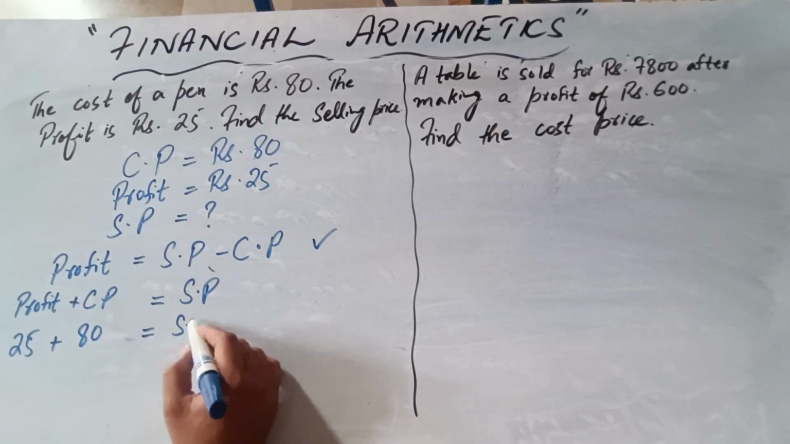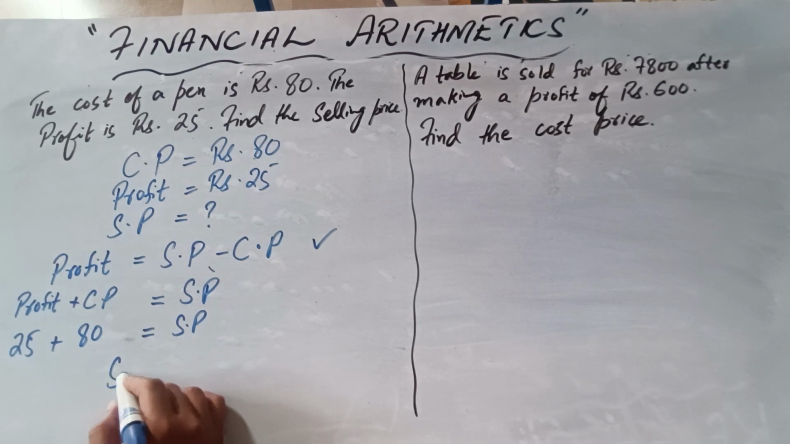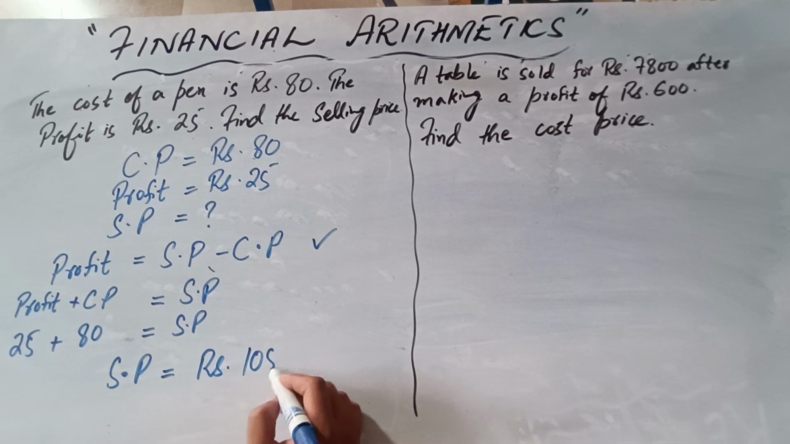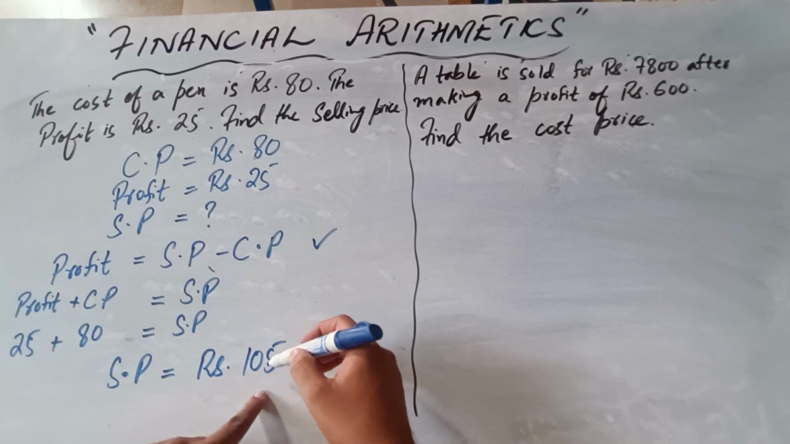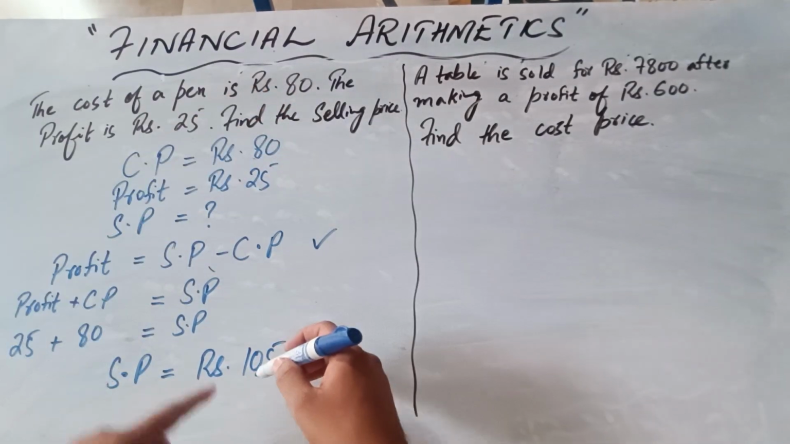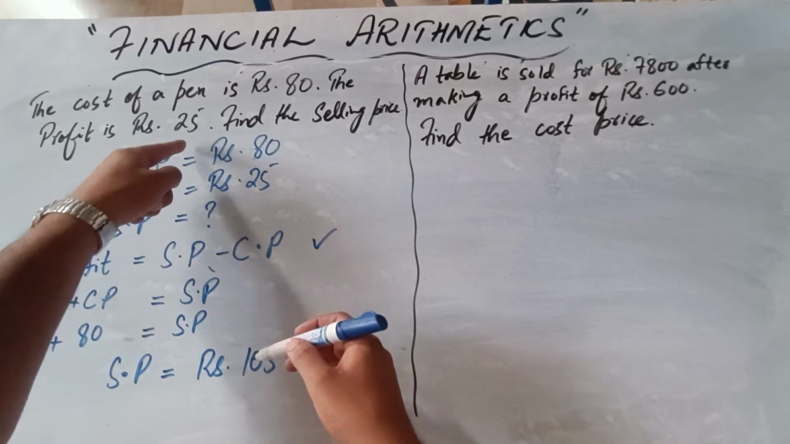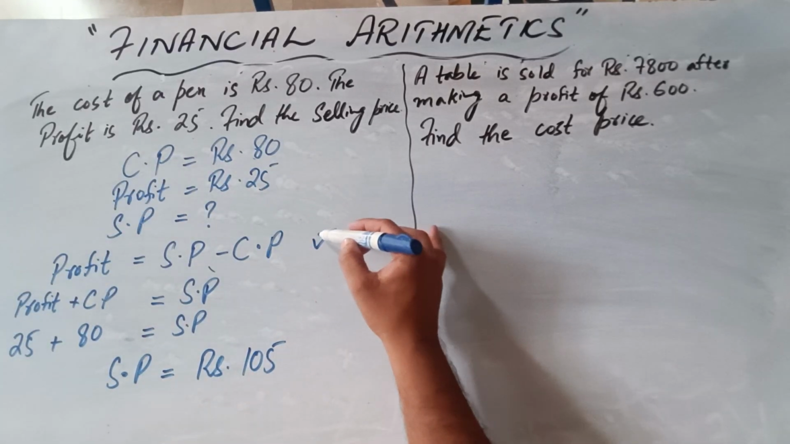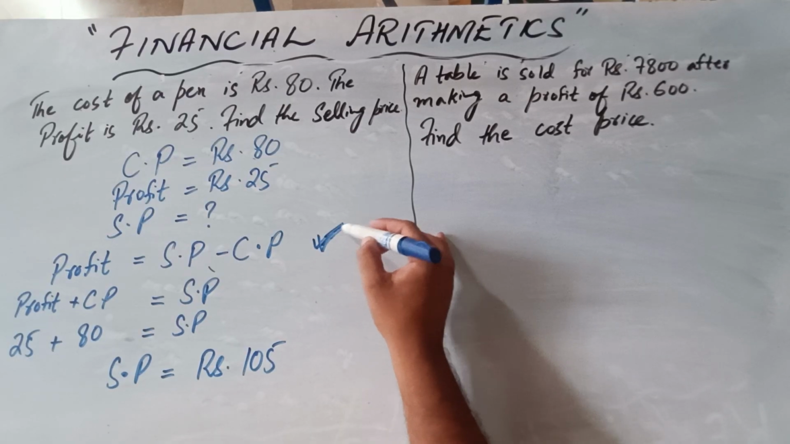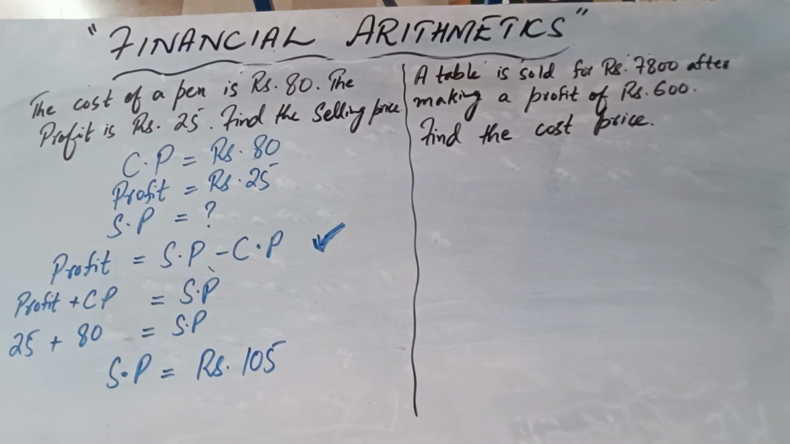So what will be the selling price? We add them and we get the selling price, rupees 105. If the selling price is 105 and the cost price is rupees 80, you can see the profit would be 25 rupees. So do not worry, you only need to understand and learn this formula.